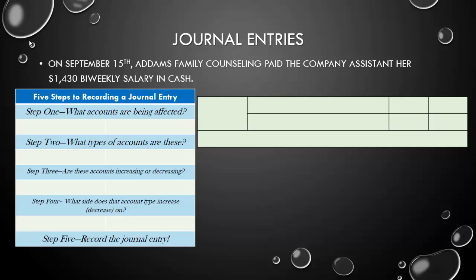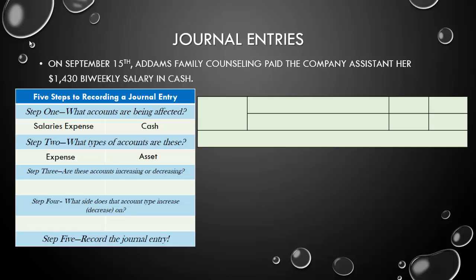So anytime you're paying for something that is a necessary business expenditure that you're going to pay repeatedly over and over again, it is an expense. What is this expense for? It's for our assistant's salary. So salaries expense is one account that's going to be affected. The other account, we're giving our assistant cash, is also going to be affected. What account types are these? Salaries expense is an expense account, and cash is an asset.